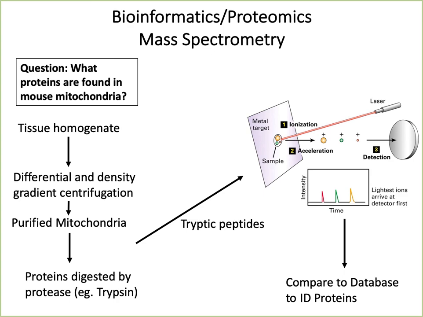So let's say you have purified the mitochondria by differential centrifugation, and you are asking the question, what proteins are found in this mitochondria? After the differential and density centrifugation, you take all the proteins from the purified mitochondria and digest them with a protease, say for example, trypsin. If you do a trypsin digestion, pretty much all the lysine and arginine sites will be cleaved, and you will have a bunch of peptides from all these proteins. And these we call tryptic peptides.